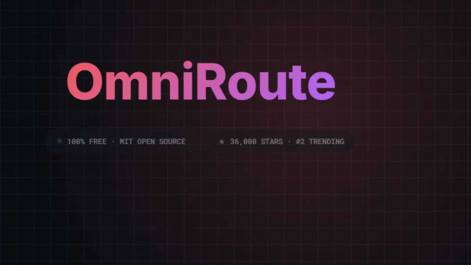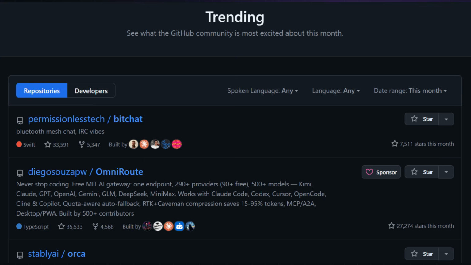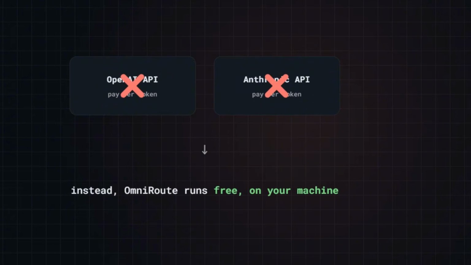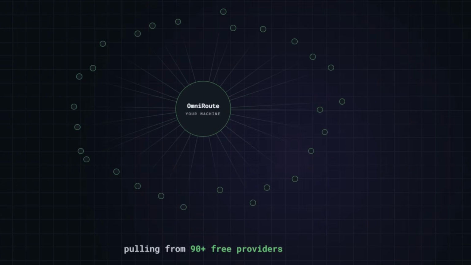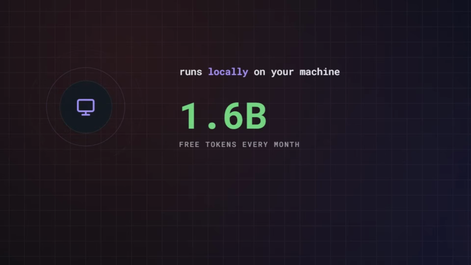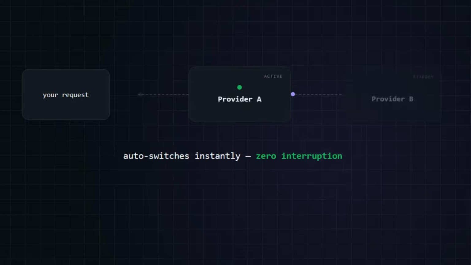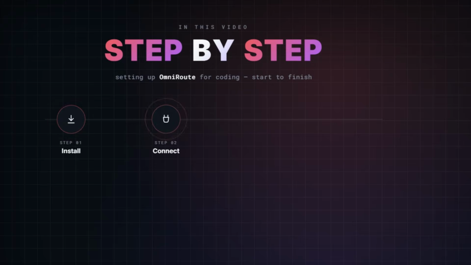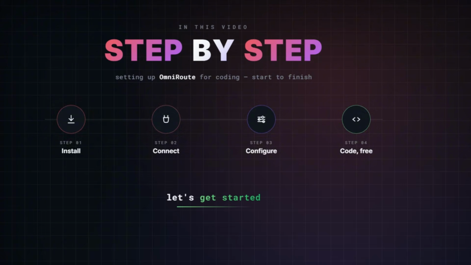I'm talking about OmniRoute. It is a 100% free, MIT open source AI gateway and is currently trending number 2 on GitHub with 36,000 stars. Instead of paying OpenAI and Anthropic, OmniRoute sits locally on your computer. It pulls over 90 free tier AI providers and claims to give 1.6 billion free tokens every single month. When one provider gets slow or is about to hit the limit, it auto switches to the next one without interrupting your workflows. And in this video, I'm going to show you step by step how to set up OmniRoute for coding.